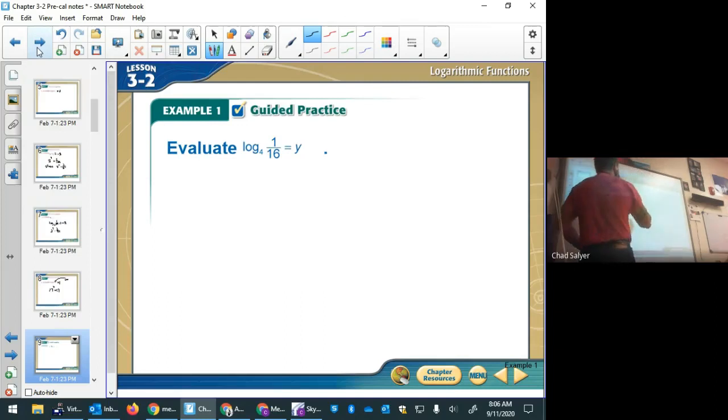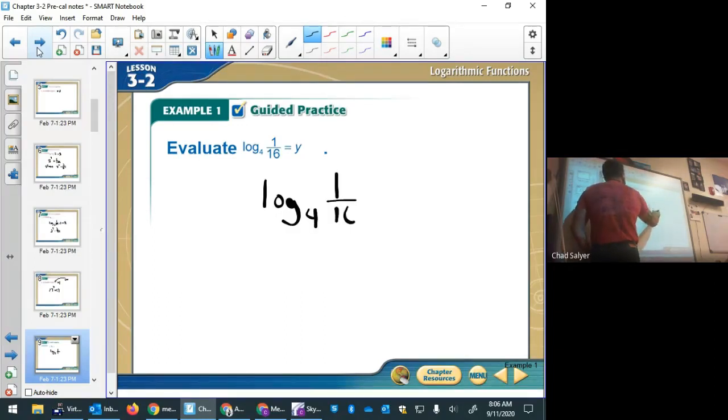So here's one for you. Find for me log base 4 of 1 over 16.